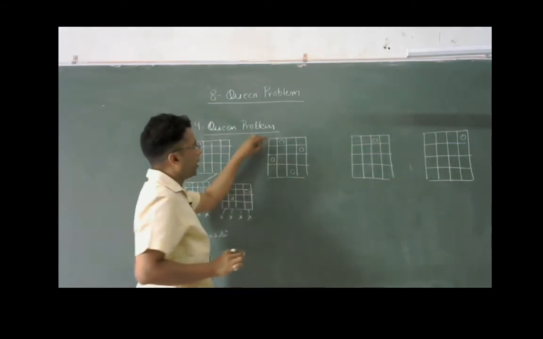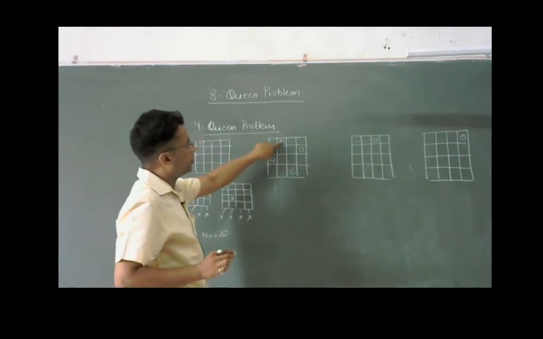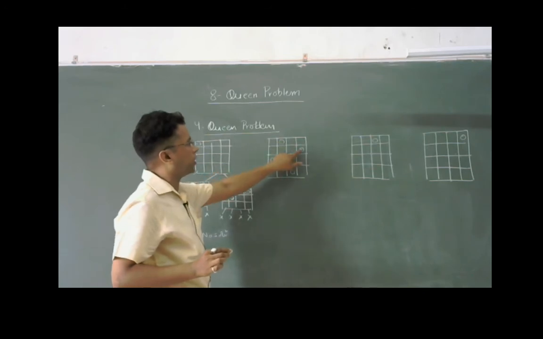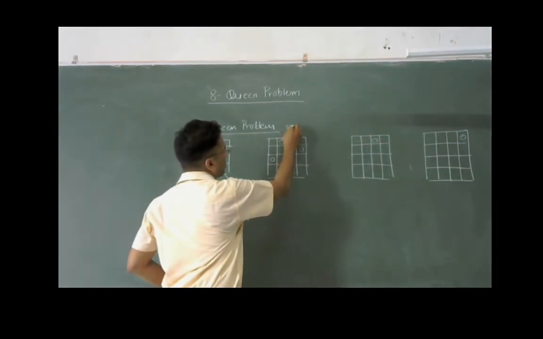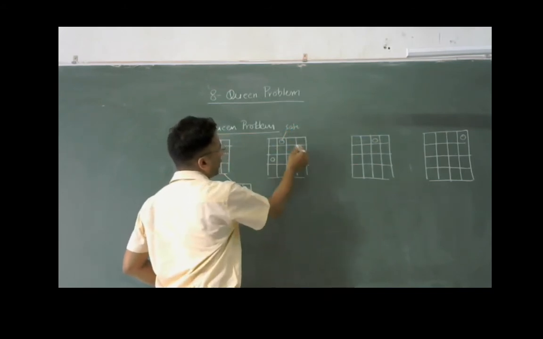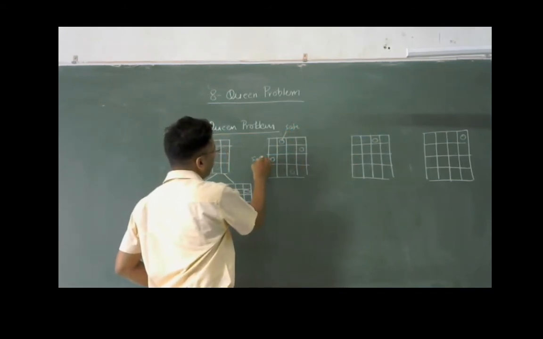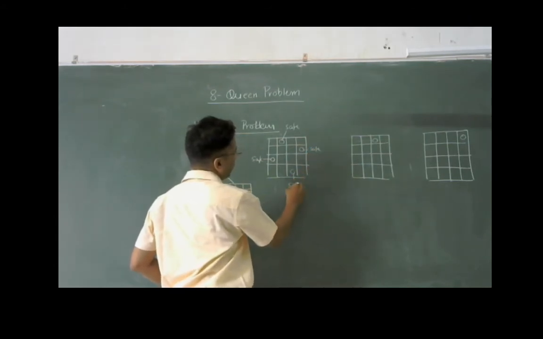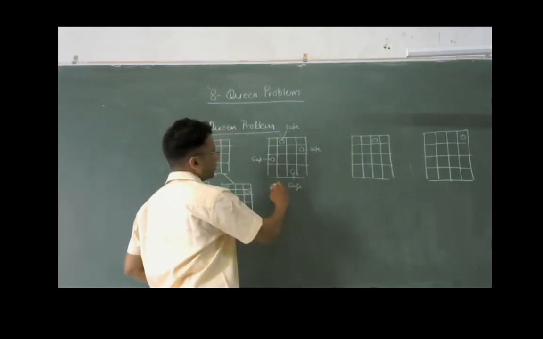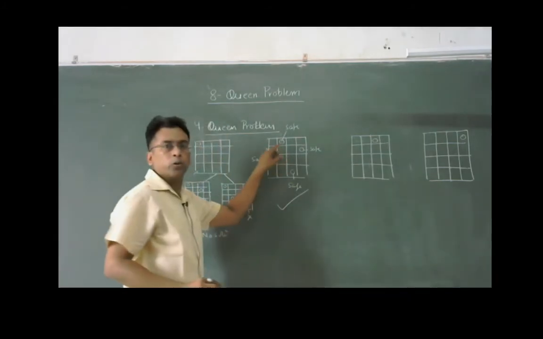But in this situation, check that if we place the queens in the first row in the second position, this is safe, no indirect hit, this is safe, this is safe, and this is safe. So this is the solution.